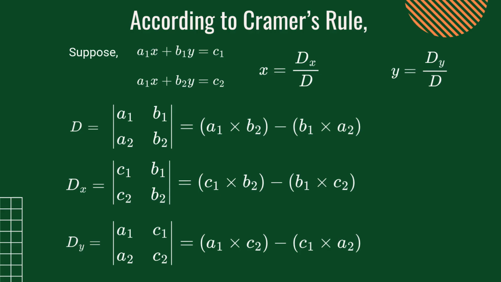Same way, to find the determinant for y, the a's, which are the coefficients of x, will remain where they are, and the constants, which are the c's, are coming to replace the coefficients of y, which are the b's. You box them again, cross-multiply, and subtract, that's all.